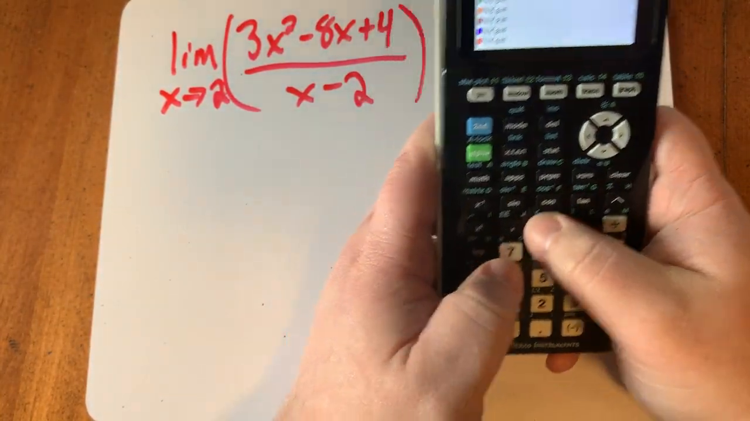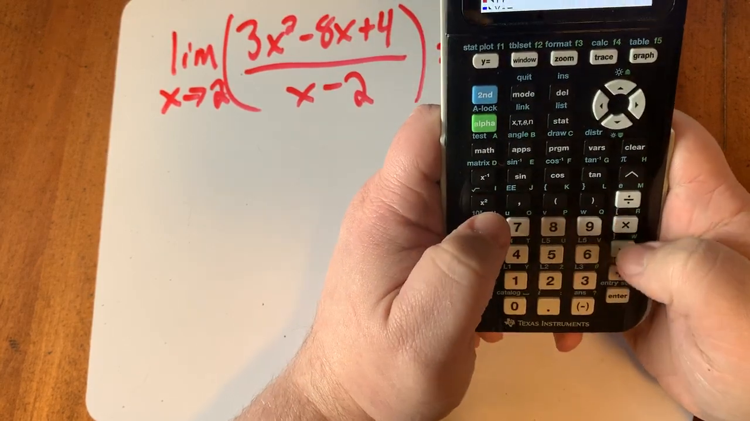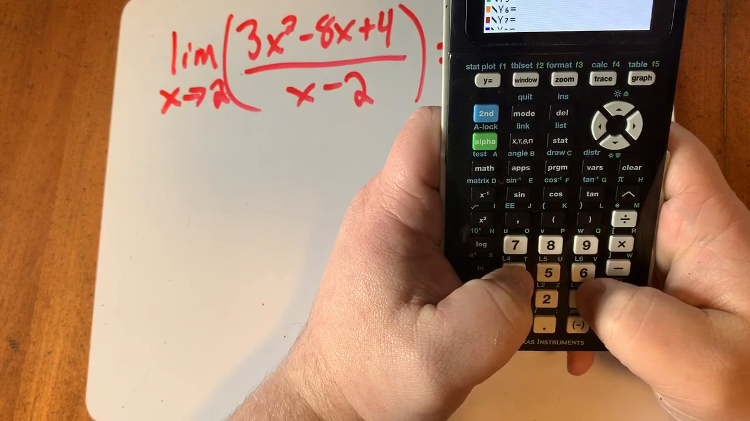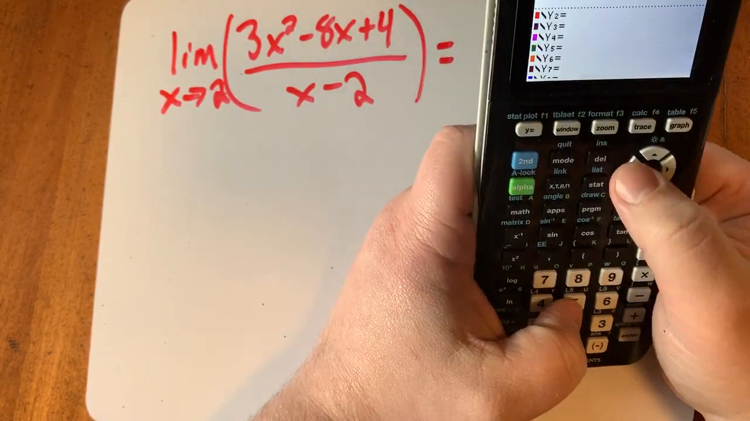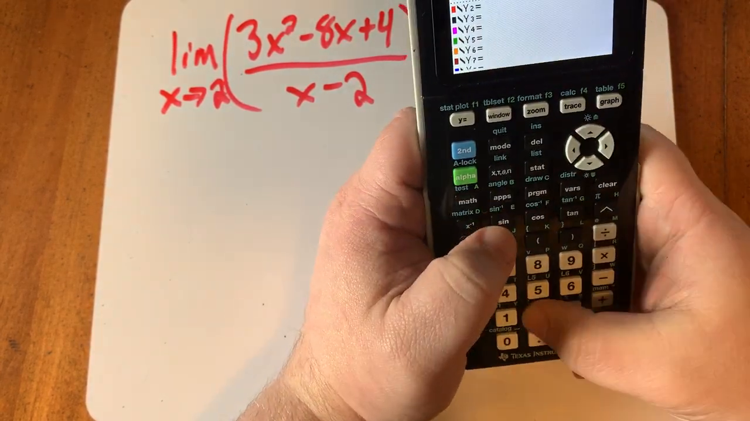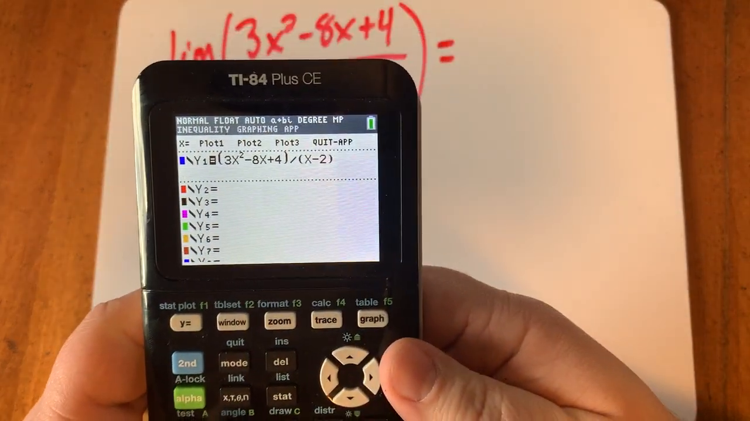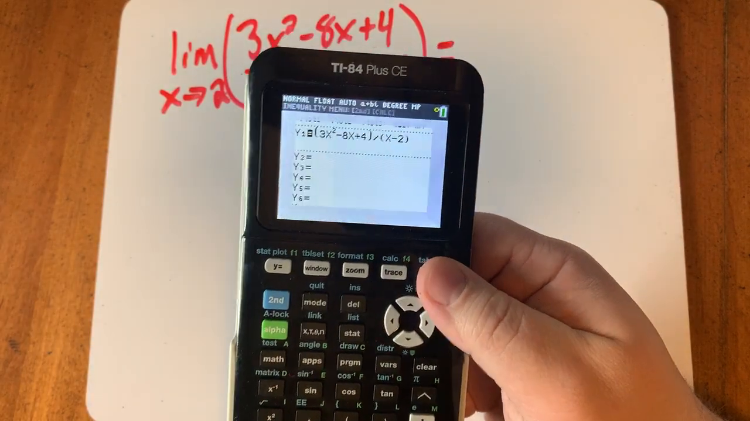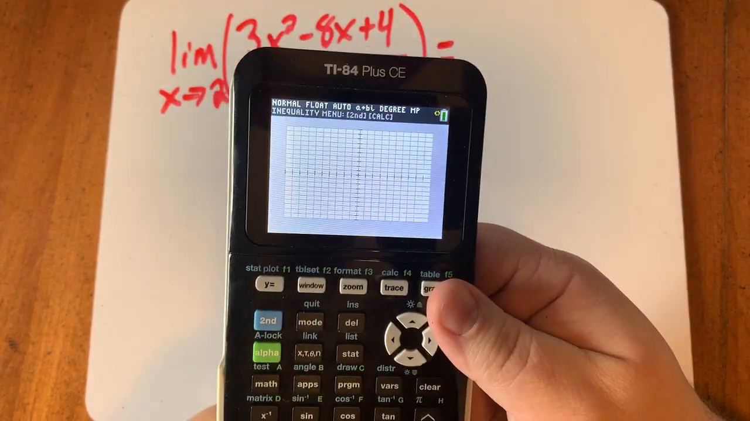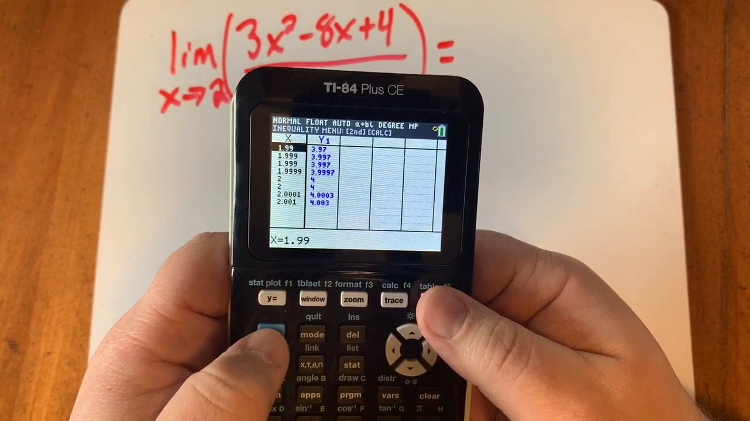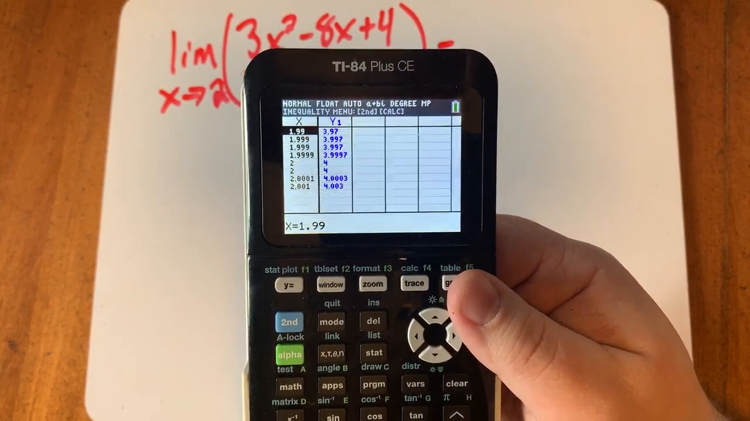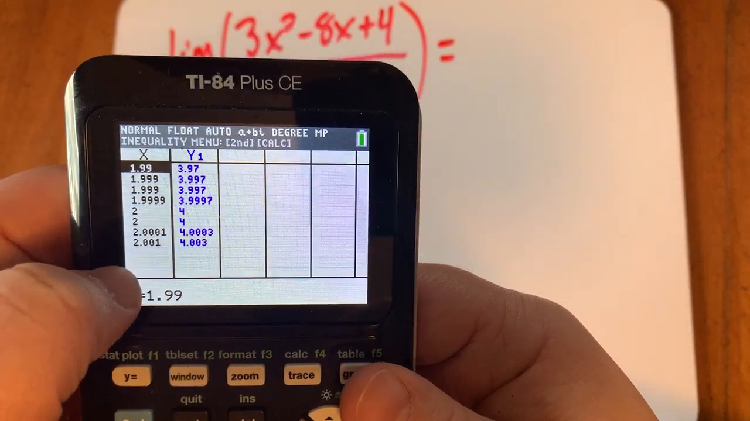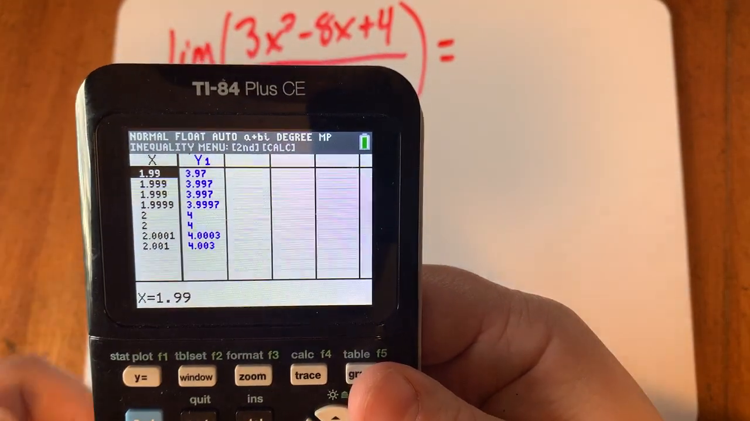So we're going to clear that out. 3x squared minus 8x plus 4 divided by x minus 2. Oops, that has to be in parentheses. There we go. So we have our function in y1, and we're approaching the same 2, so I can leave the same inputs that we had before. Don't want the graph. Want the table. So we can leave the same x values that we had before, 1.99 approaching 2, and 2.001 approaching 2.